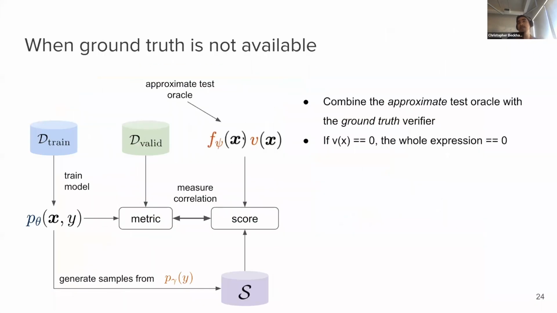But the idea is that if you have this approximate test oracle, what you could do is combine it with this verifier, which is exact, right? And yep.